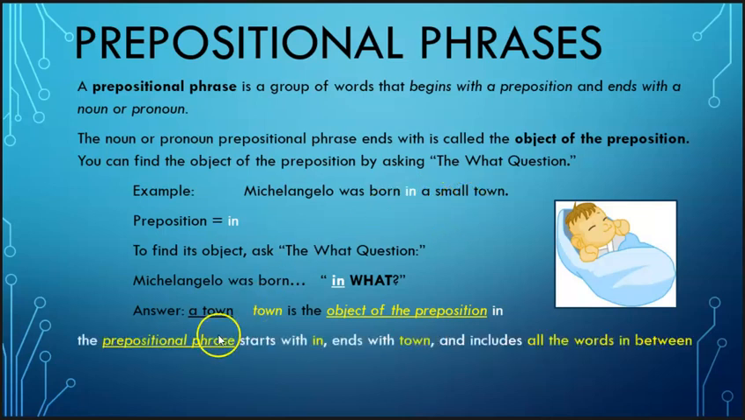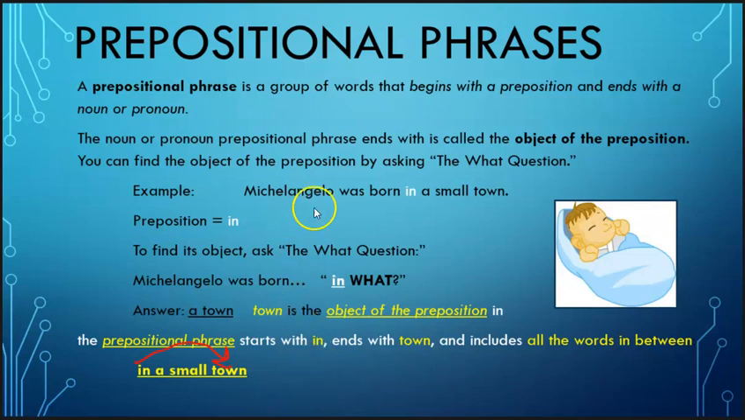However, those things are included in the prepositional phrase. Your prepositional phrase will start with the preposition, which in this case is in, and it will end with the object, which is town, and it includes all the words in between. So all the adjectives, any adverbs, anything between the preposition and that noun is part of the phrase. So in this sentence, in a small town, with town being the object of in, the whole thing is the prepositional phrase.